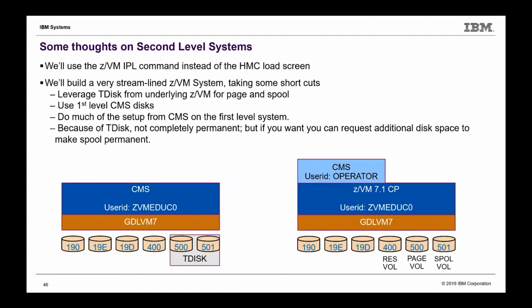And that ZVM system that's running second level is going to look at those volumes as real volumes, even though they're T-disk, the 500 and 501, and use them for page and spool as we're going to instruct it to use it for that. All right.